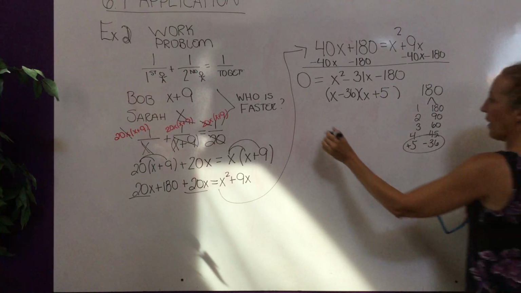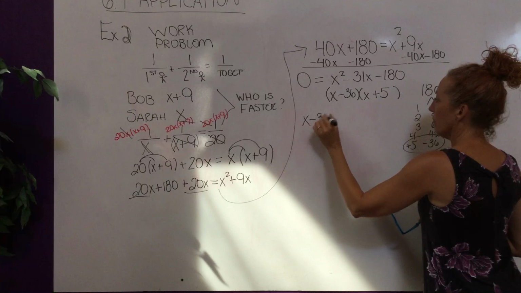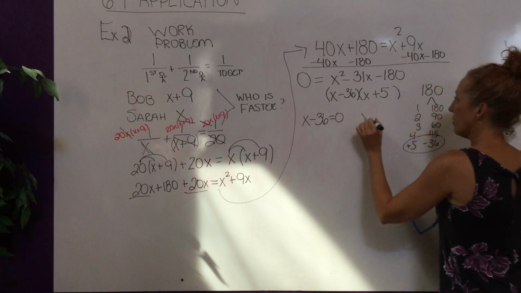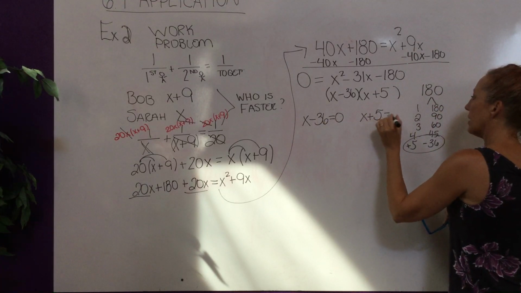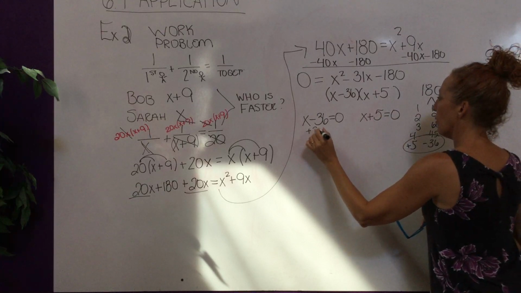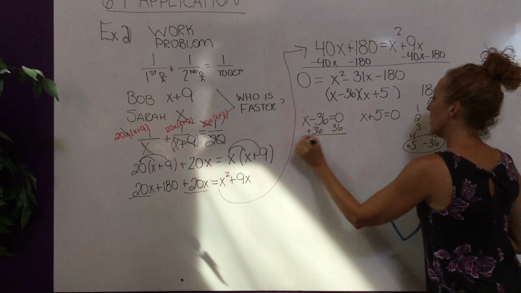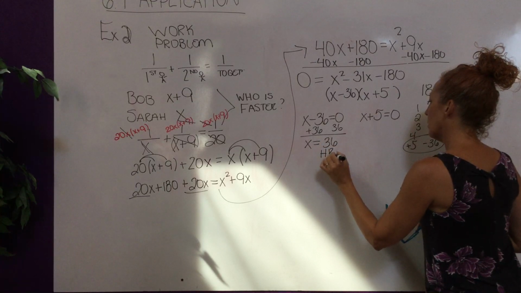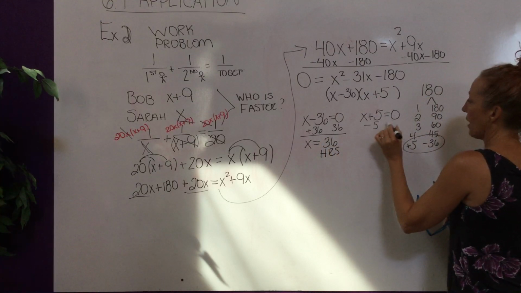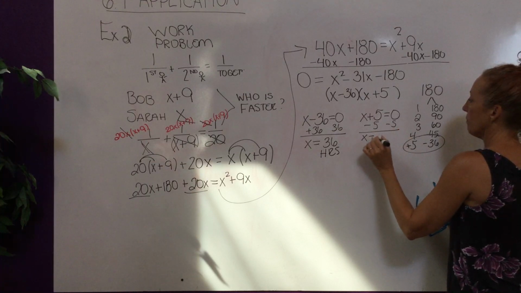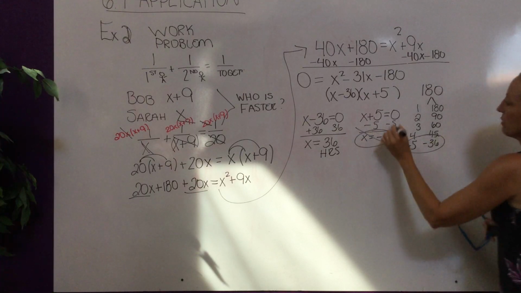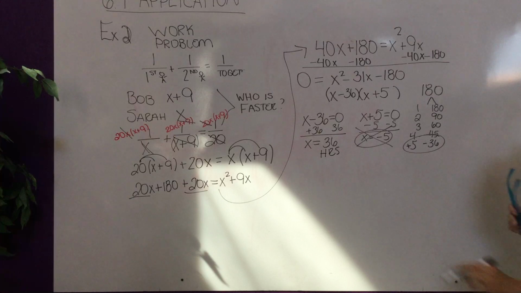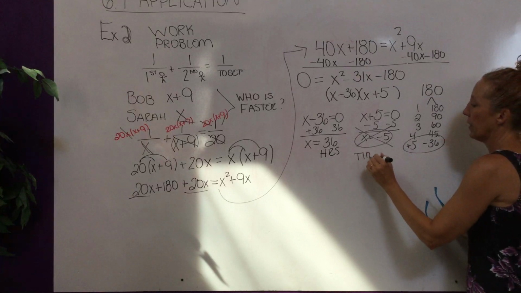So when I set each factor equal to 0, this goes back to that chapter 5 lesson, and add 36. You can see this will give us a positive answer. If I subtract 5 here, 5 there, this has to be thrown out because time can't be negative.